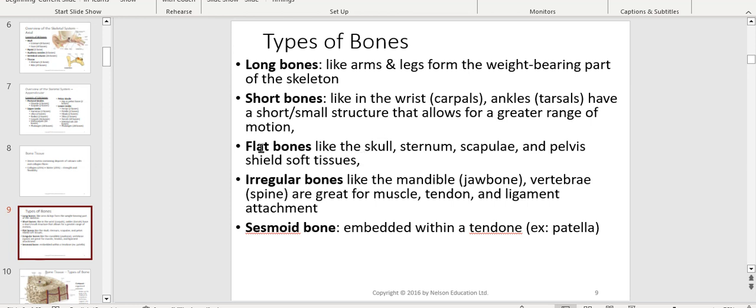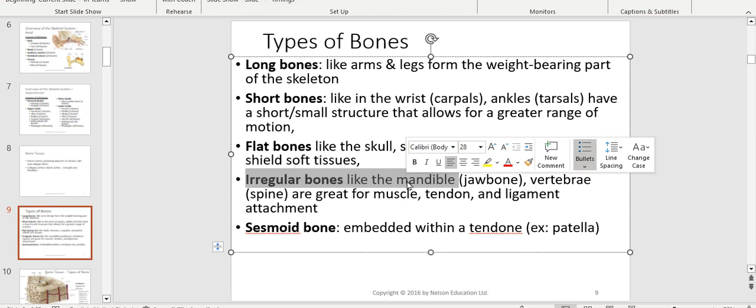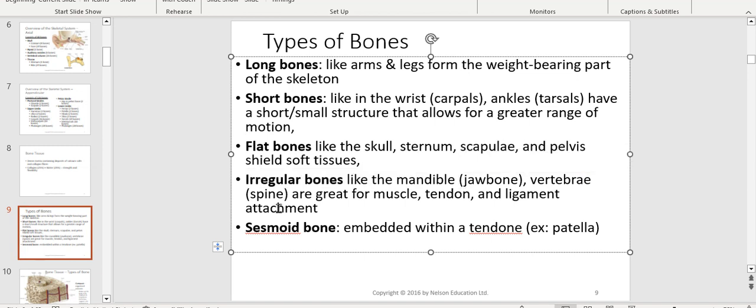Flat bones like the skull, sternum, scapula, pelvis, okay? Irregular bones like the mandible, jawbone, vertebral columns, those are the spinal cord there, are great for muscle, tendon, and ligament attachment, okay? When you get into some of these weird looking bones, it's all about muscle, tendon, ligament attachment, okay? Sesamoid bone embedded there within a tendon, okay? There's your hyoid and patella. There are 2 examples. You will need that again.